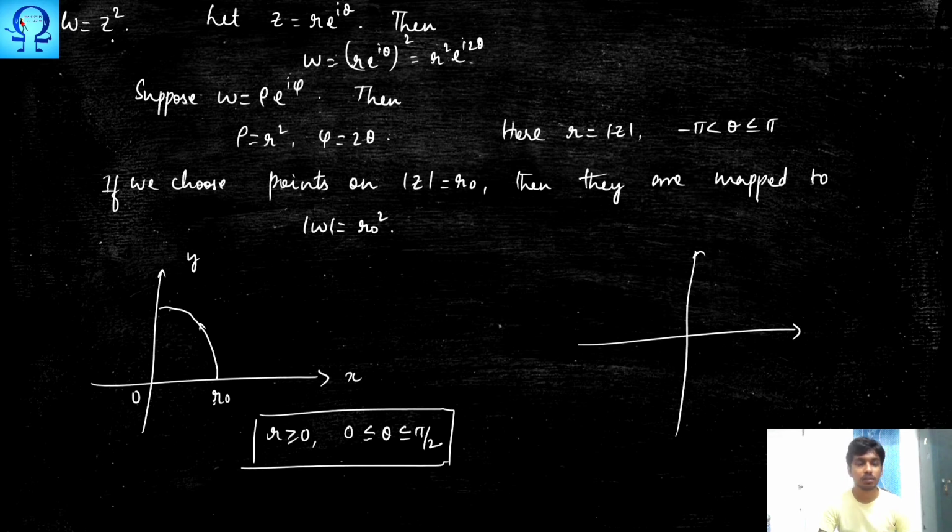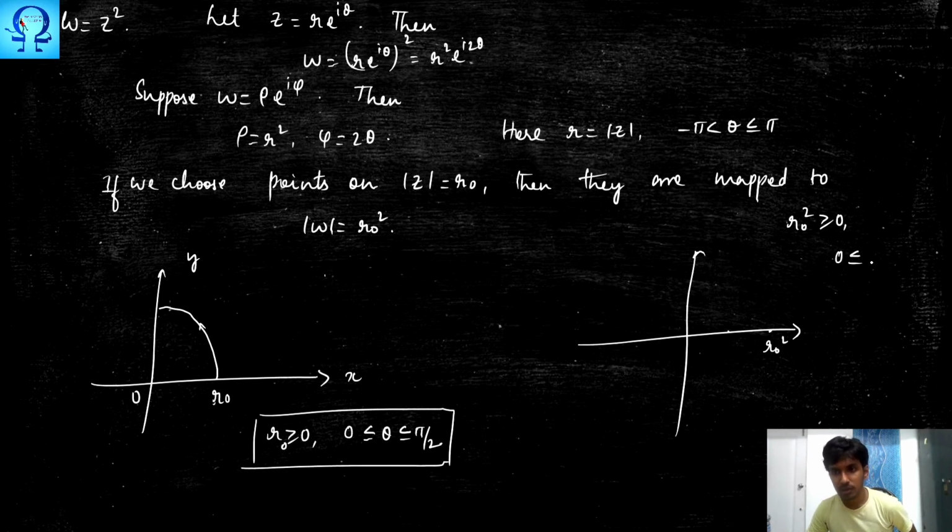Under the mapping w is z squared, what is going to happen? Rho is r squared. So if this is r naught, we are going to have r naught squared, and theta ranges from 0 to pi by 2. Therefore r naught squared, which is of course non-negative, and 0 less than or equals phi less than pi. So from here to here it will go.